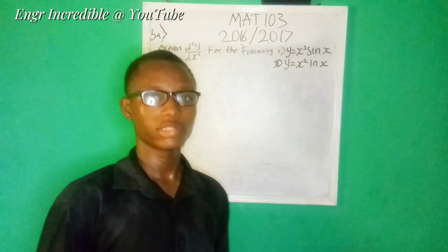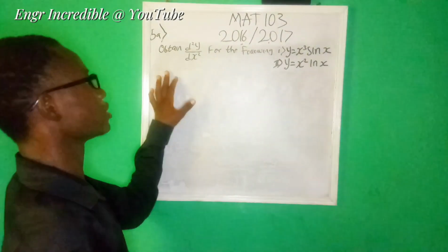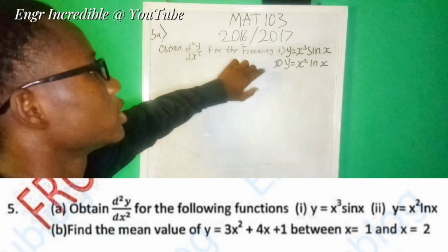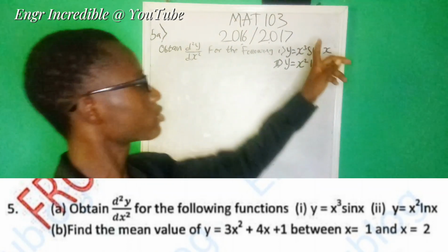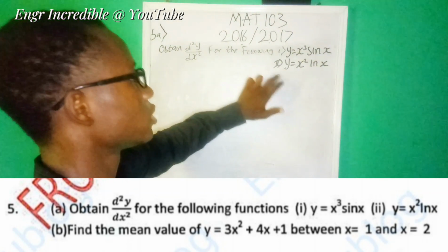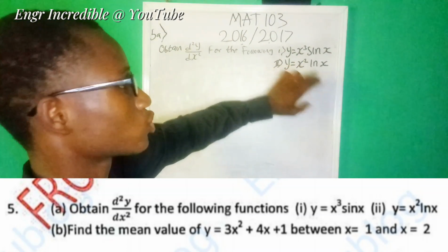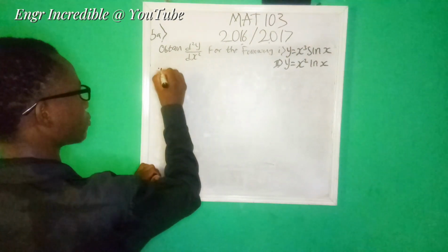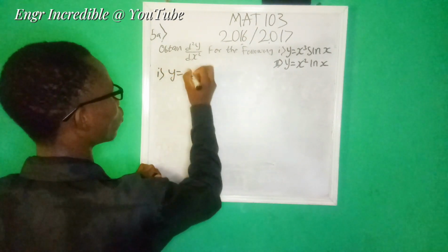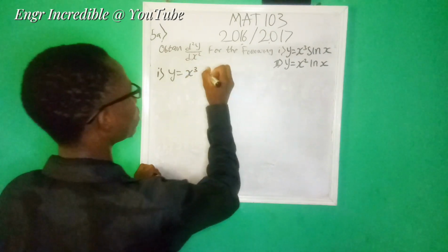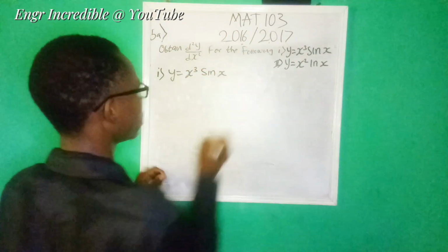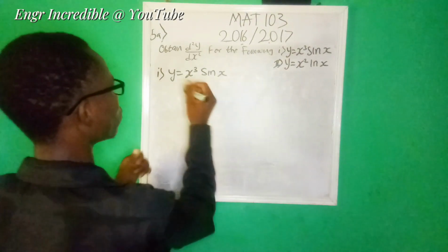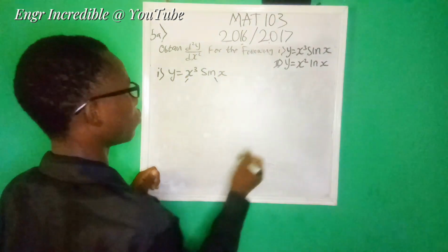So right here in question 5a, it states obtain d squared y over dx squared for the following: y is equal to x cube sin x, and y is equal to x squared ln x. Now solving the first one, which is y is equal to x cube sin x. Now x cube and sin x are two different components. This one here is one component, the other one is another component.